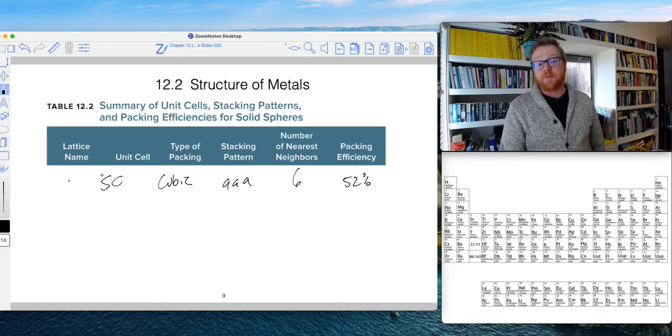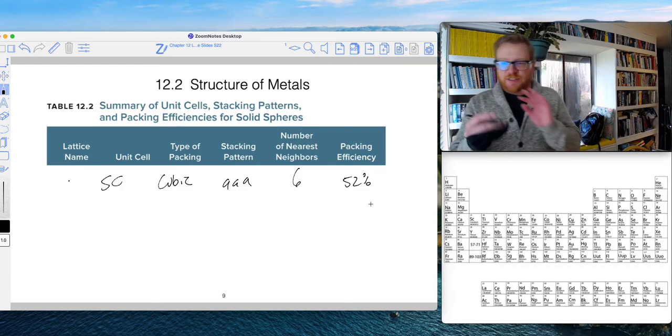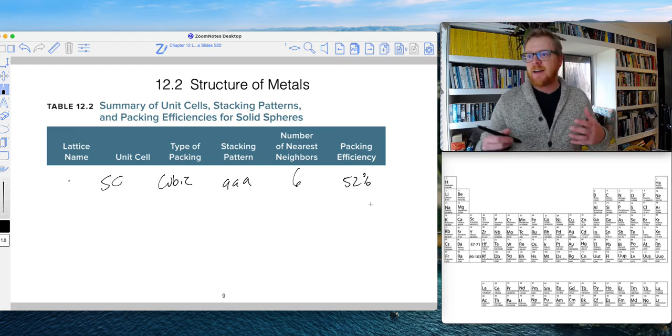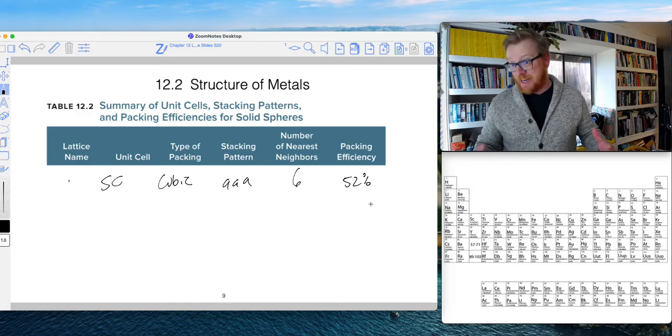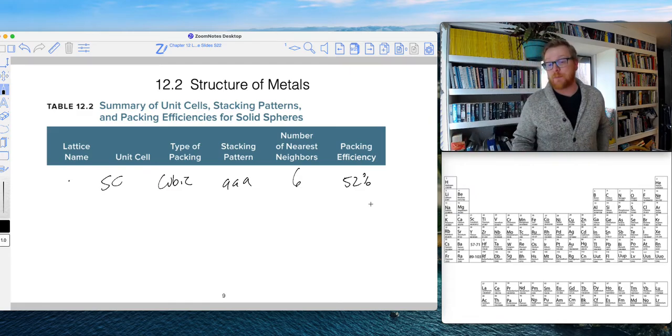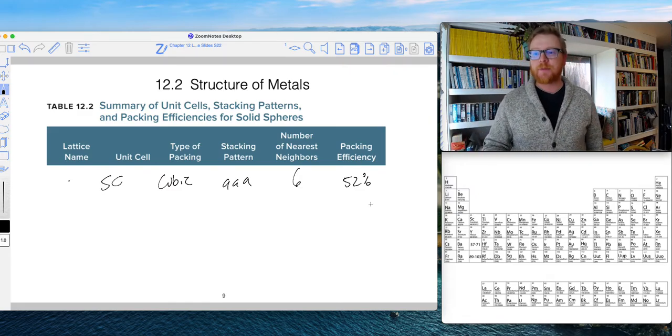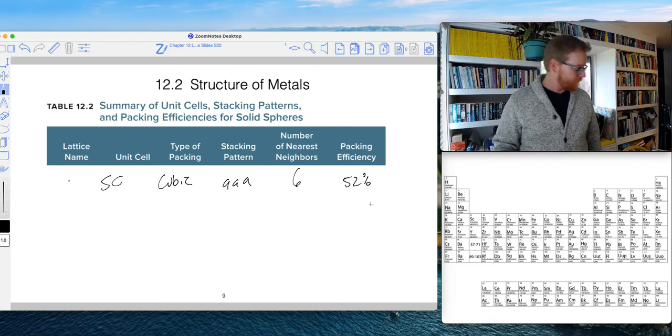So it turns out to be 52% for the simple cubic. So what that means is in a simple cubic unit cell, 52% of the space is atoms, 48% of the space is empty, which is incredible to think about. This is a solid, but 48% of its space is nothing.